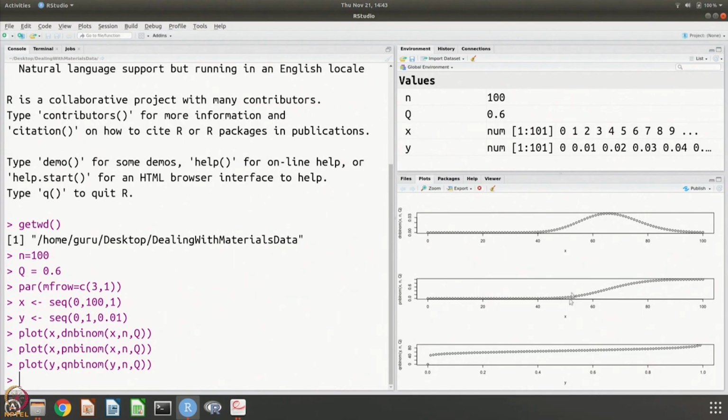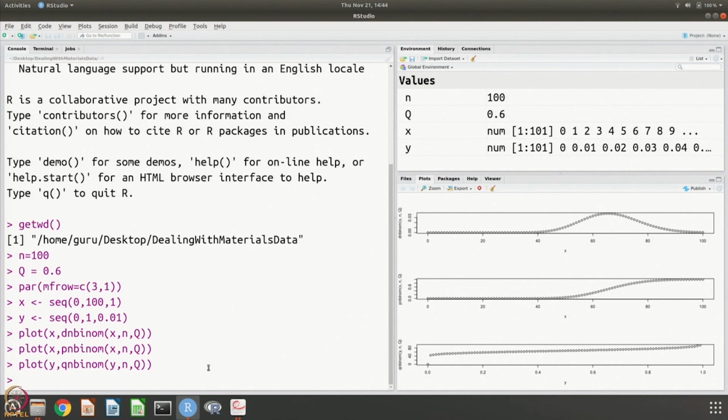This is the cumulative probability distribution. It gives you the added probability: at any x value, what is the probability that you are not exceeding x. The survival is 1 minus this, and this is the quantile function.